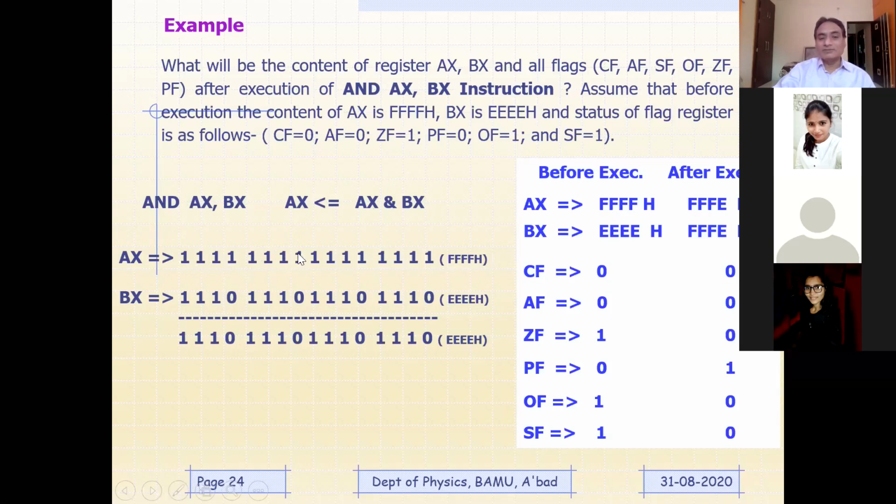1111 1111 1111 1111. So this is the binary equivalent of FFFH. Similarly, what is the binary equivalent of EEEH? This E is equal to 1110, because the binary equivalent of E is 1110. So you can see we have repeated 1110 four times. And now you can do the logical ANDing. And we know in logical ANDing, if one of the inputs is 0, the output is going to be 0.